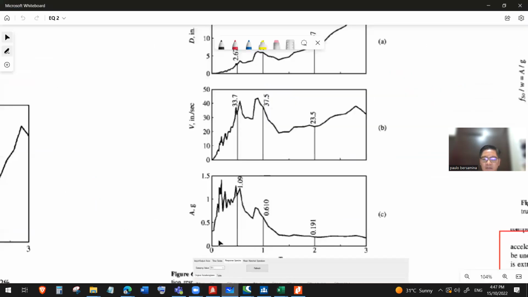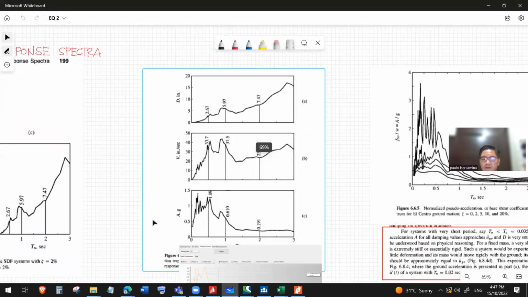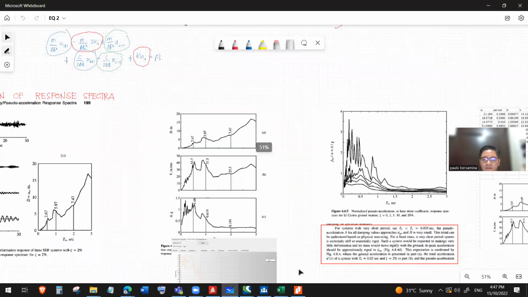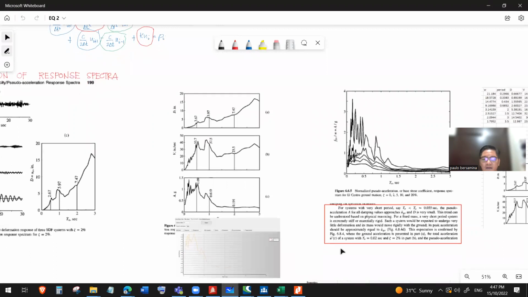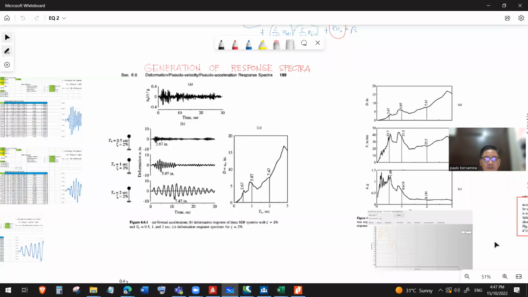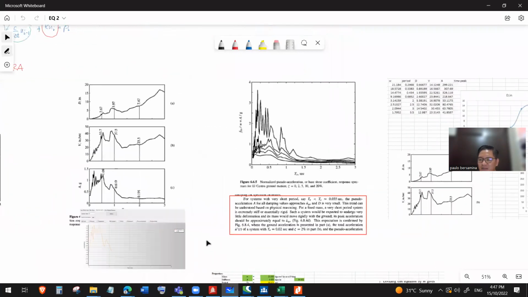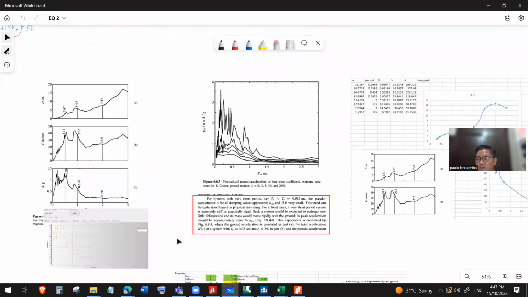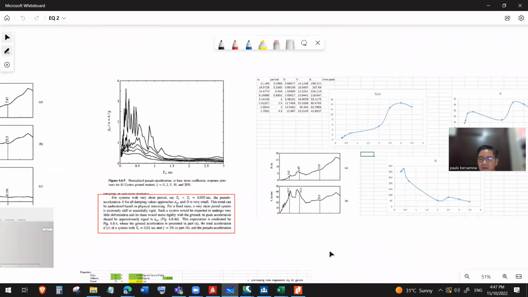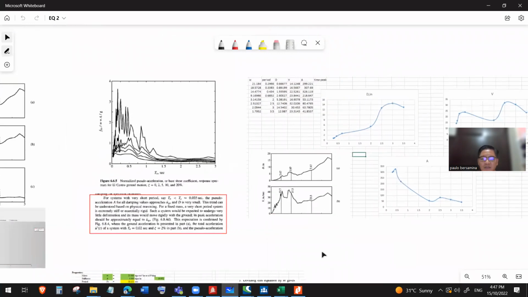Okay, so let's proceed back here. And so that's for 2% damping ratio. And ano ba yung damping natin? Parang default natin is about 0.05 or 5% damping ratio. Okay.